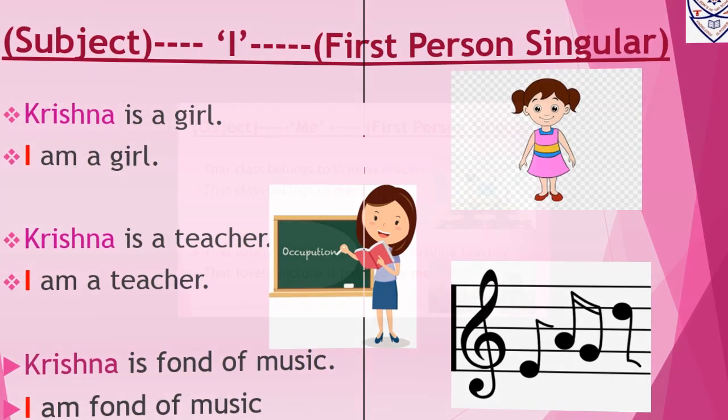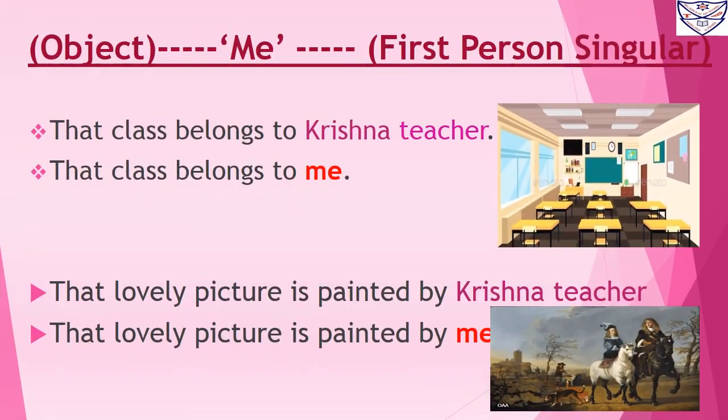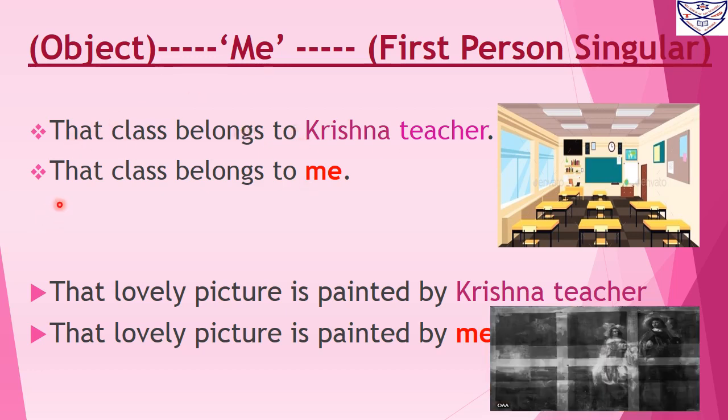Let's see some more. Krishna becomes an object if Krishna teacher goes at the last. First I was a subject, at that time I used I. Now the object is me. That class belongs to Krishna teacher. So how will I say it? That class belongs to me. That lovely picture painted by Krishna teacher. So how will I speak? That lovely picture painted by me.